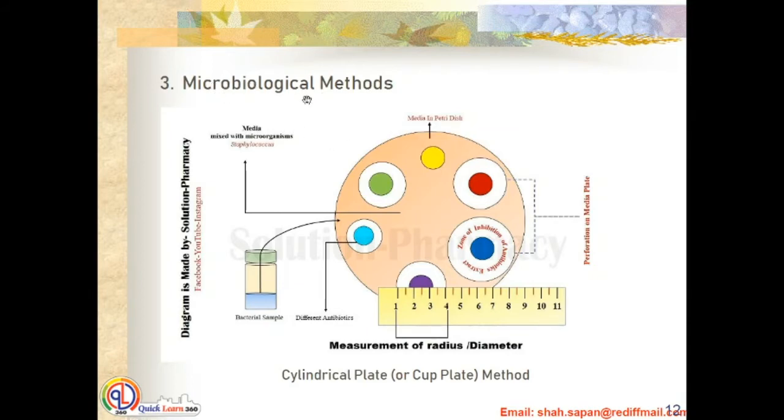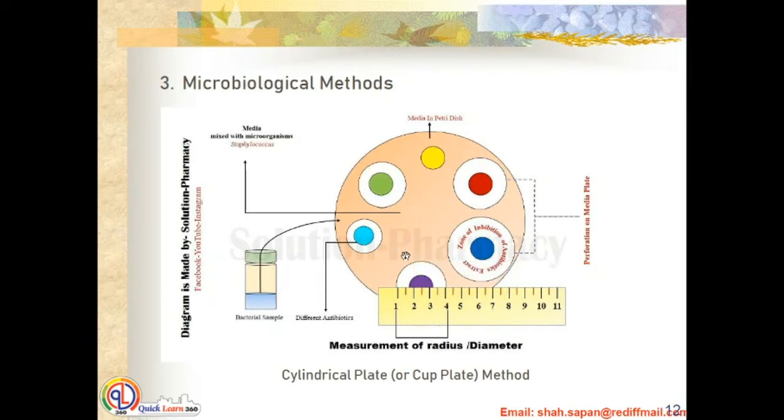Now third, microbiological methods. The microbiological methods are also categorized as quantitative analytical methods. Here, one example of a microbiological method is given, the method called the cylindrical plate method, or even called the cup plate method. Now what we are going to do, we'll take one petri dish. In that petri dish, we're going to keep the bacterial sample. You can keep any strain of bacteria, and here we have selected Staphylococcus.